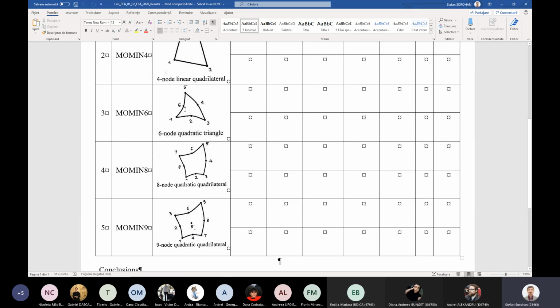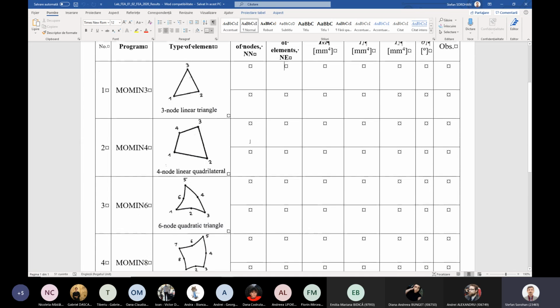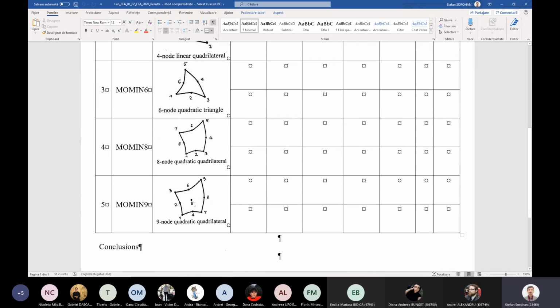So this element is defined as node 1, node 2, node 3, node 4, node 5, node 6. In different codes, this node numbering may be different. For example, for moment 8, you must have 1, 2, 3, 4, 5, 6, 7, 8. The node numbering of one element for this one is 1, 2, 3. It's different, 4, 5, 6. Yeah, you must keep the rule in the codes. This is important.